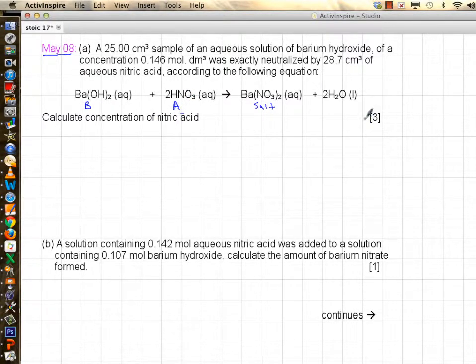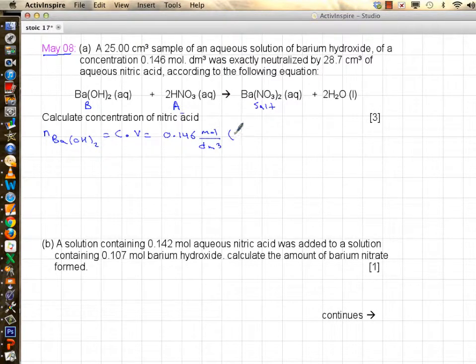3 points. First, I have to find moles of barium hydroxide from the information I have, then moles of nitric acid, and finally, I'm going to divide it by its volume and give the concentration. So let's find moles of barium hydroxide. Moles of Ba(OH)2 is nothing but concentration times volume. Concentration is 0.146 mole per dm cube.